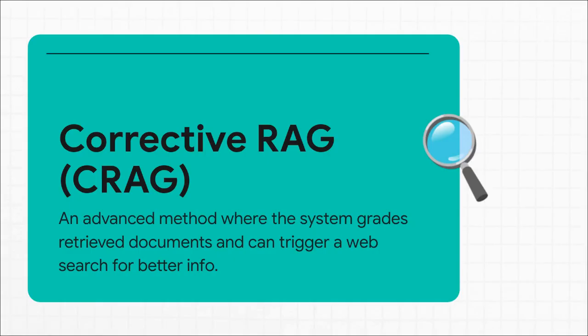With this, the system adds a self-correction step. It retrieves some documents, and then it actually grades them for relevance. If the documents are no good, it basically says, nope, this isn't right, and it triggers a web search to find better information before it even tries to generate an answer. It's RAG with a built-in quality check, which is just absolutely critical in high-stakes fields like medicine or finance.